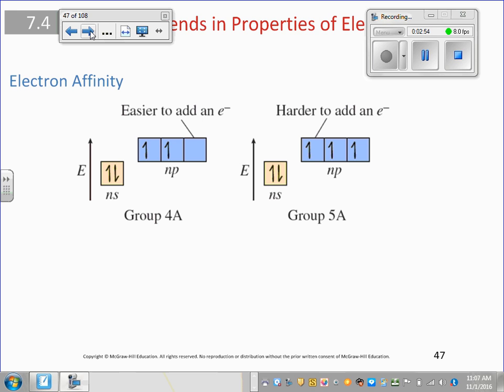Between group 4A and 5A, 4A has an empty box, so to speak, in the p orbital, whereas in 5A you have to double up. So 5A is like trying to stick that extra cap in there. It's harder to do.